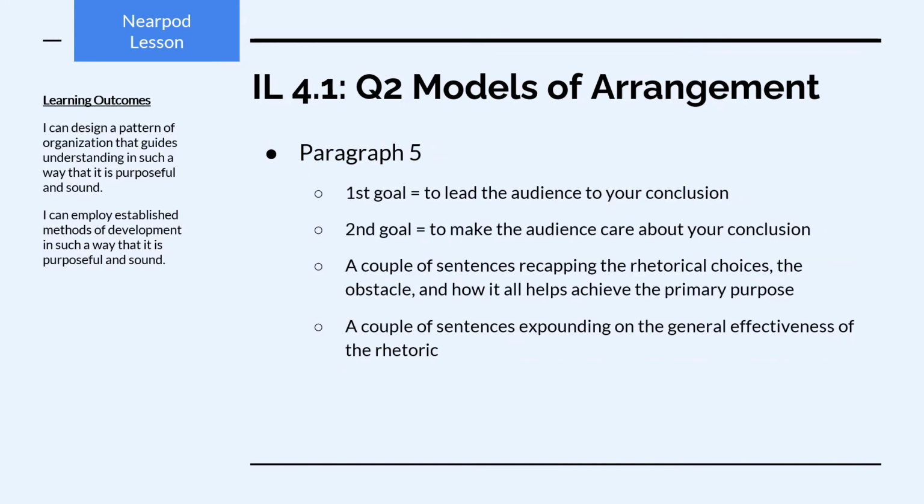Finally, paragraph 5, this is our conclusion. Two goals here. The first is to lead the audience to your conclusion. The second is to make the audience care about that conclusion. So we're going to start the paragraph with a couple of sentences recapping the rhetorical choices that we analyzed in paragraphs 3 and 4. We're going to recap the obstacle as well that we identified in paragraph 2 and just explain how it all helps achieve the writer's primary purpose. We're going to finish up paragraph 5 with just a couple of sentences expounding on the general effectiveness of the rhetoric, just like we've practiced in the past.